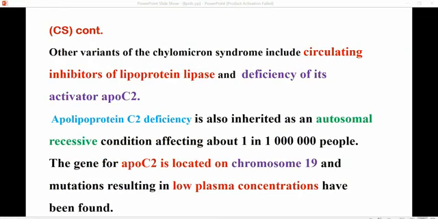Later on, they found another variant of this chylomicron syndrome, which includes a circulating inhibitor of lipoprotein lipase, not only deficiency of the lipoprotein lipase enzyme, but also presence of inhibitors of lipoprotein lipase and also deficiency of its activator ApoC2. ApoC2 deficiency is also inherited as an autosomal recessive condition which affects about 1 in a million people. The gene responsible for this ApoC2 deficiency is located on chromosome 19, and mutations resulting in low plasma concentrations have been detected.